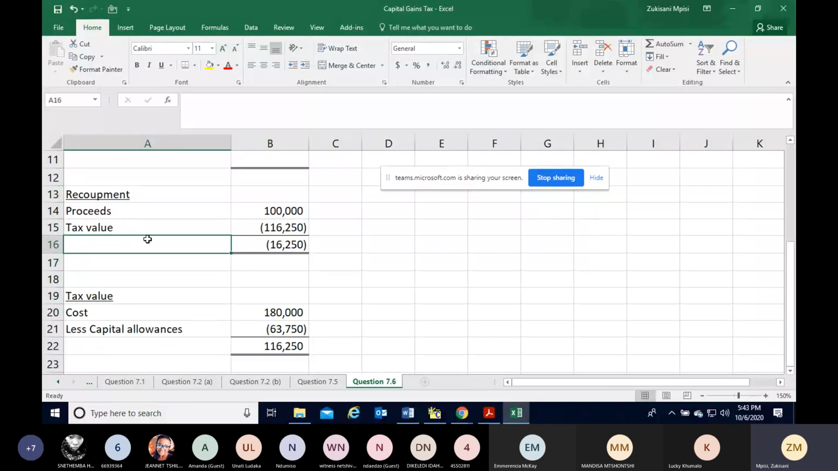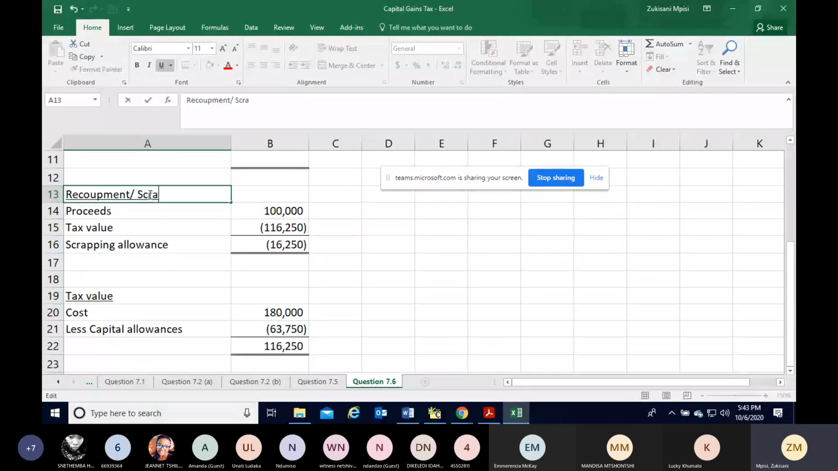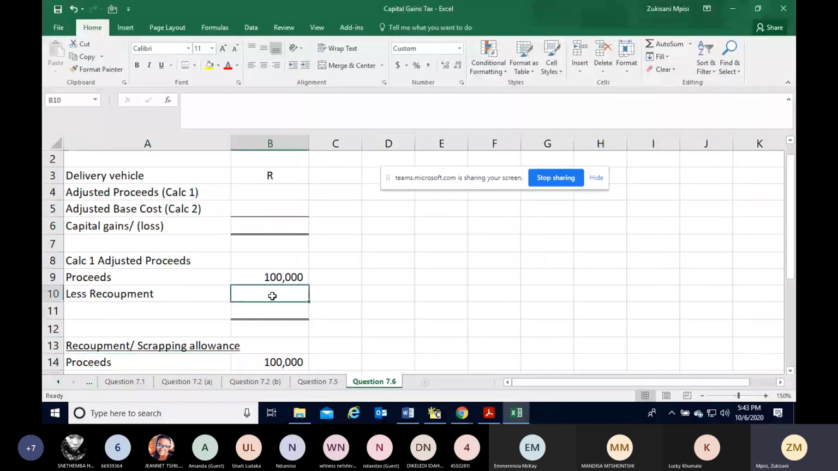16,250,000. This amount, because now it is negative, it becomes a scrapping allowance. So it's no longer recoupment. But when we were calculating this, we were hoping that we would be able to get recoupment. So in this particular question, this is therefore the recoupment or scrapping allowance calculation. So for recoupment, we've got a nil, which means that our adjusted proceeds are therefore equal to 100,000.